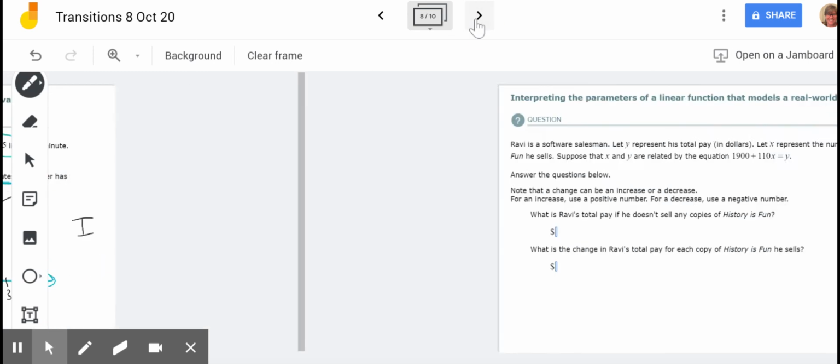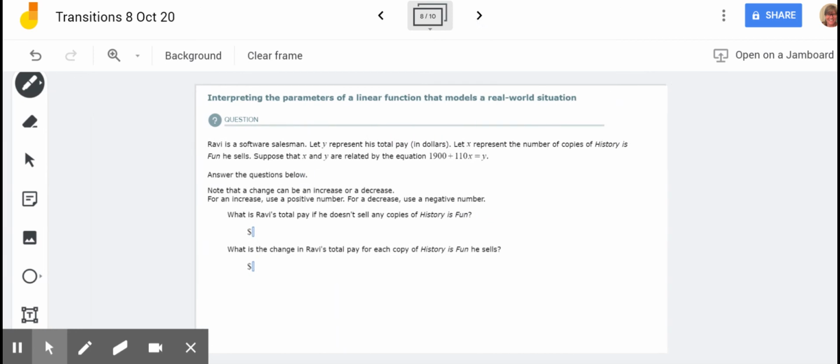Interpreting the parameters of a linear function that models a real world situation. Parameters is basically like what makes sense. Ravi is a software salesman. Let Y represent his total pay in dollars. Let X represent the number of copies of History Is Fun he sells. Suppose that X and Y are related by the equation. So they're giving you a linear equation.